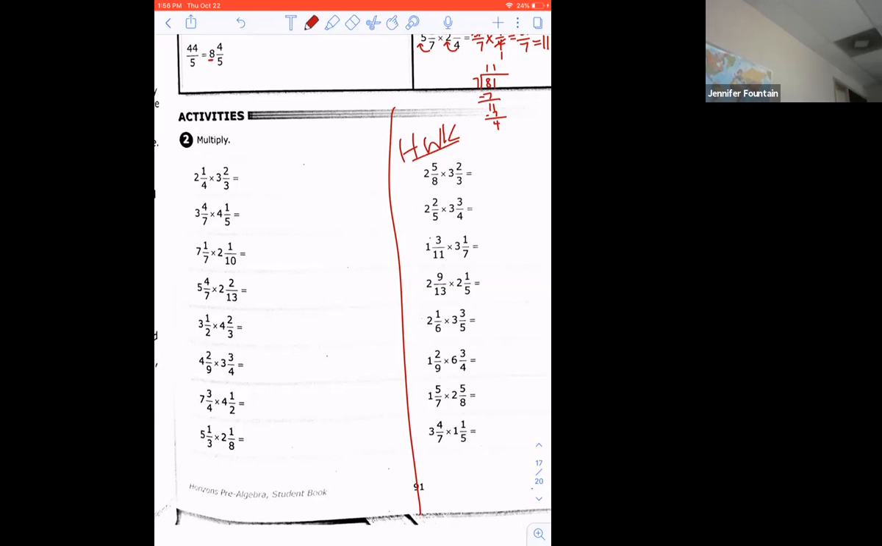Good. So now we need to simplify this. How am I going to make this into a mixed number? How many times will 4 go into 33? If you're not sure, you can write that as a division problem and just put 4 into 33. Maybe in the division house. No, we're dividing. So we're doing 33 divided by 4.